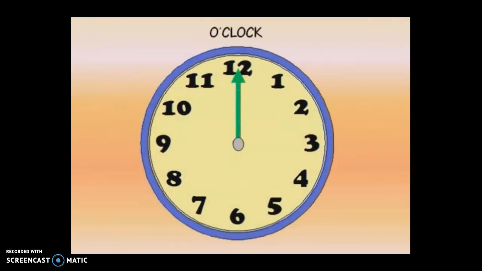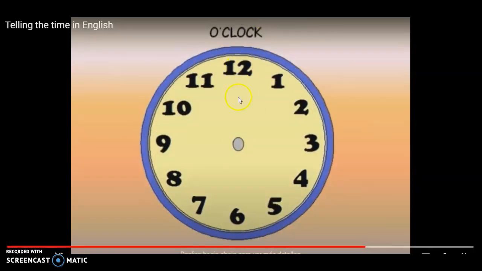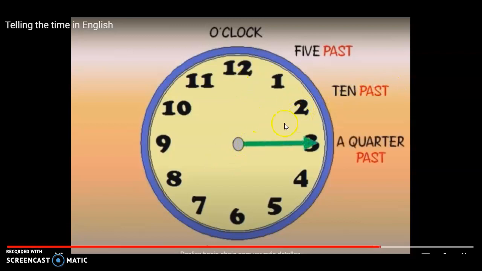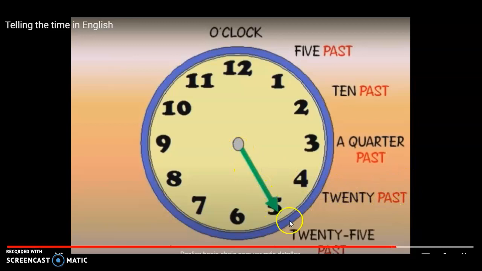Let's remember. O'clock, si está en punto, o'clock. 5 past, 5 pasado, la hora. 10 past, si tenemos este minutero acá, ya han pasado 10 minutos. Si tenemos el minutero acá, ya han pasado a quarter past. 20 past. Si está apuntando acá, 25 past. Y si apunta acá, ¿se acuerdan? Half past.